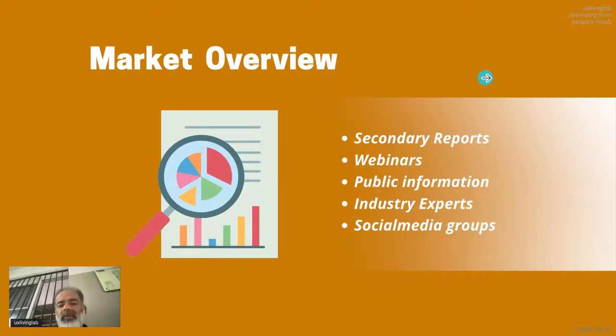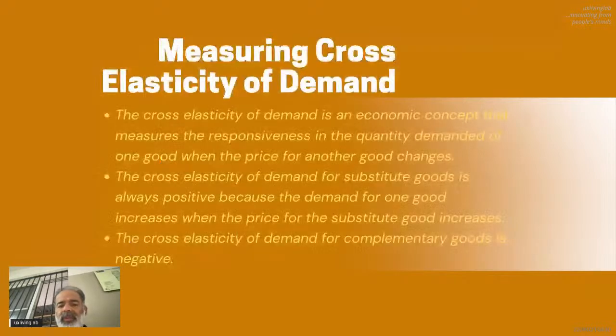Then market overview. Previously I talked about the primary report, and now we are talking about the secondary report. That's a market overview. You can look into other reports, webinars, public information, talk to industry experts, and social media groups. These are the channels you can use for market watch and market view. Then we have to measure the cross elasticity of demand.